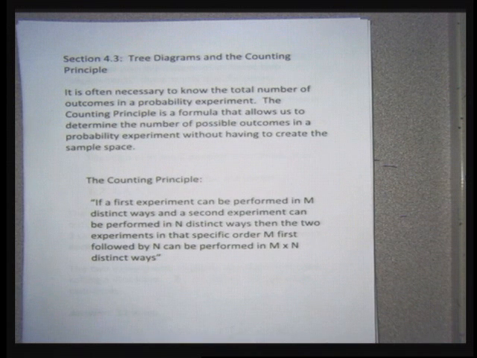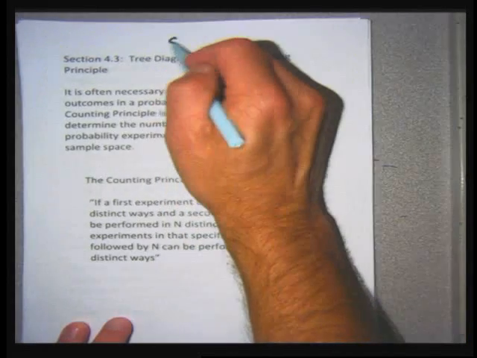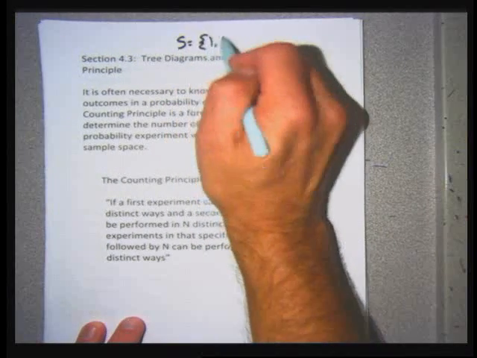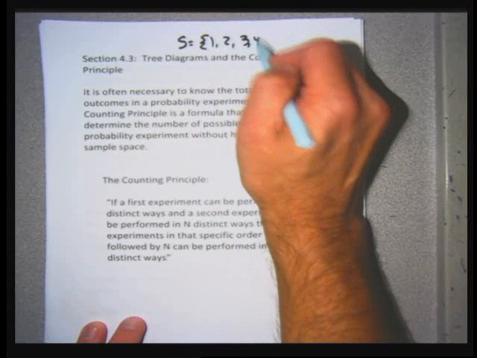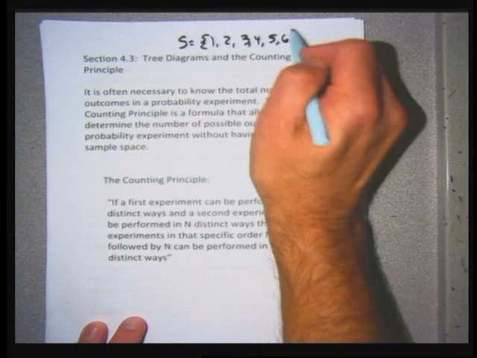So in section 4.3, we learned something called tree diagrams, which is a pictorial way to create a sample space for problems where it's just not that easy to visualize the sample space. So far, we had a sample space for rolling 2 dice, which wasn't made with a tree diagram. We had the sample space of rolling 1 dice, which was the numbers 1, 2, 3, 4, 5, and 6. That's too simple to need a tree diagram.